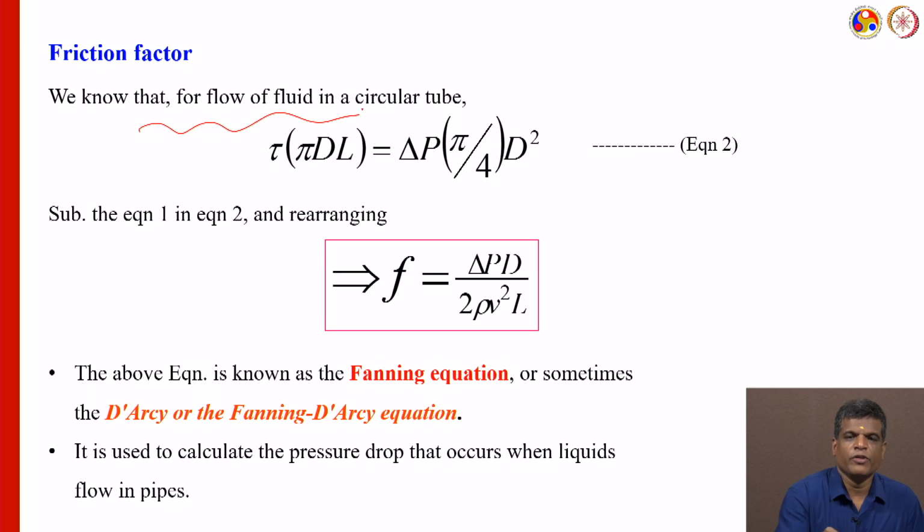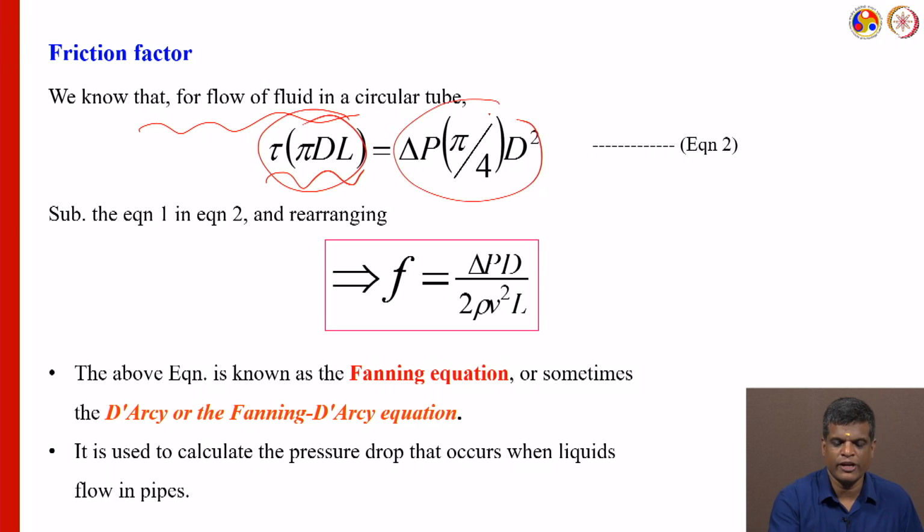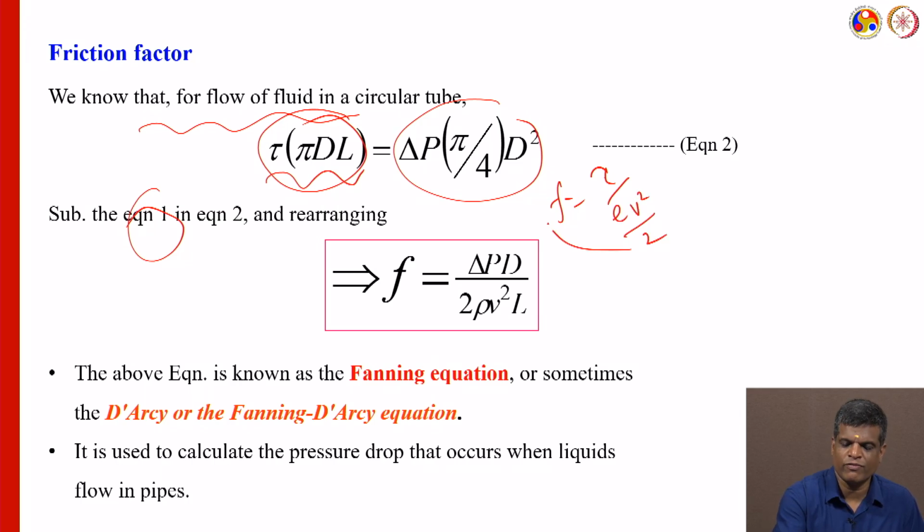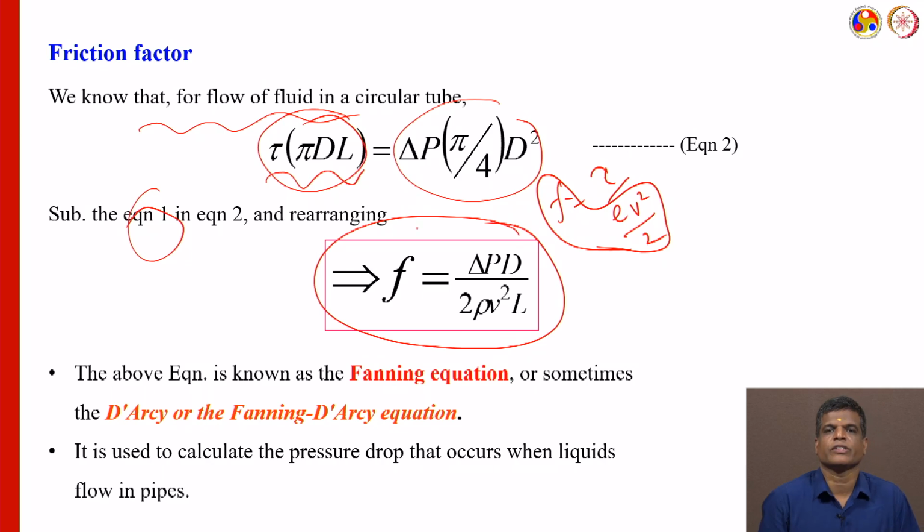We know that for flow of the fluid in the circular tube, tau into the shear area, tau into pi dl, equals pressure drop into the circular cross-sectional area. After the modification, this is equation 2; equation 1 is F equal to tau by rho V square by 2. Substituting tau equal to F rho V square by 2 here, things cancel, and finally we get the friction factor of the Fanning equation.